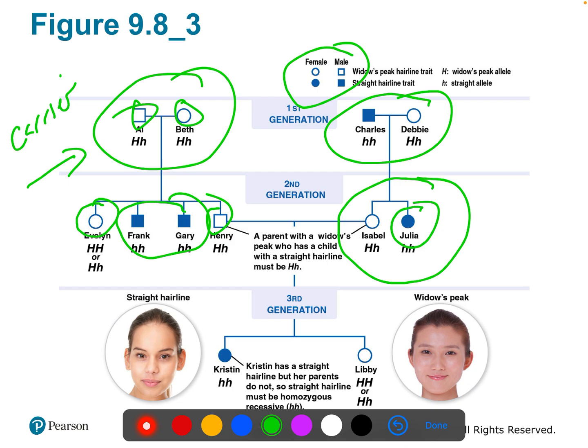And you can see that, for example, in Frank and Gary. Frank and Gary both have straight hairlines, even though their parents both had widow's peaks, because they were both carriers.